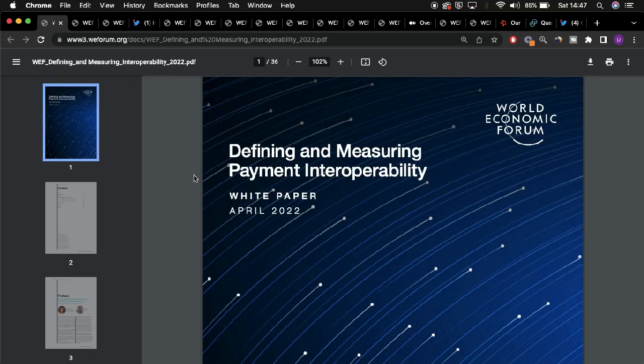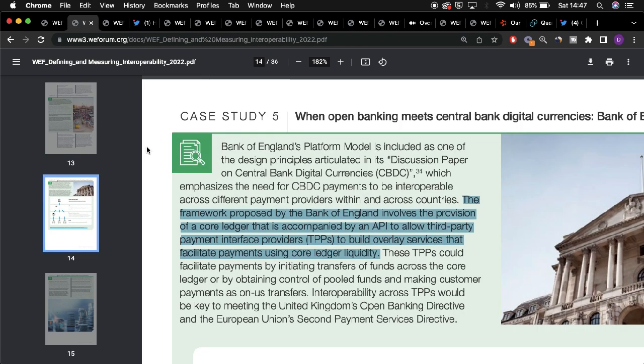Today we'll be talking about a paper written by the World Economic Forum surrounding payment interoperability and how this may relate to Quant. In a recent paper published by the World Economic Forum entitled Defining and Measuring Payment Interoperability, the paper detailed the implications surrounding interoperability and how interoperability is a must in the future of financial activities, especially surrounding CBDCs.